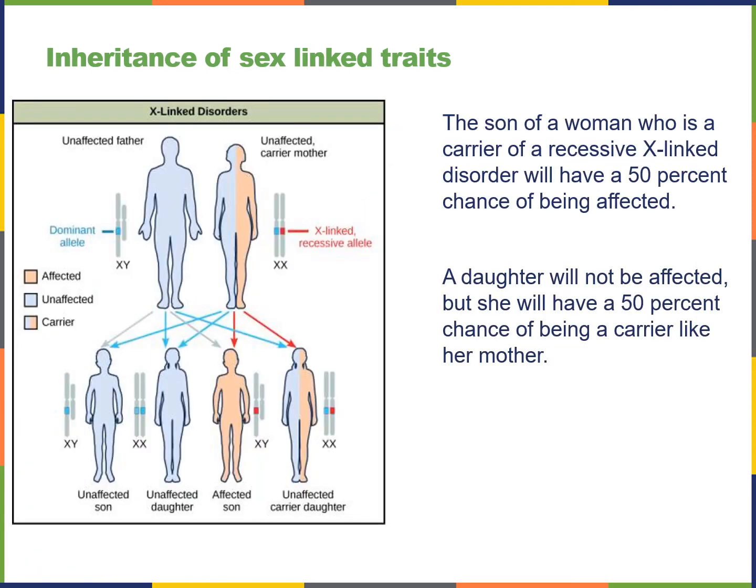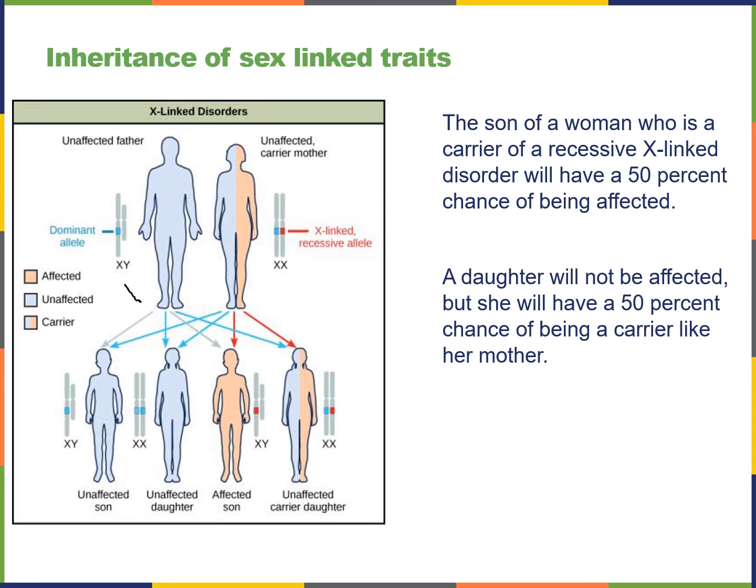So let's make that example relevant to humans, and let's look at how inheritance of sex-linked traits occurs in humans. The son of a woman who is a carrier of a recessive X-linked disorder will have a 50% chance of being affected. A daughter will not be affected, but she will have a 50% chance of being a carrier like her mother. So let's look at this pedigree here.